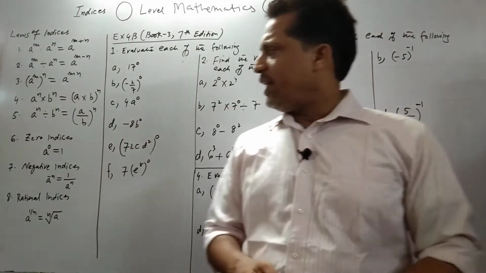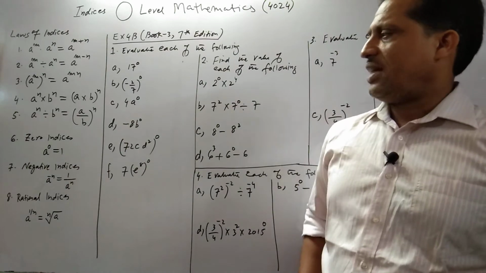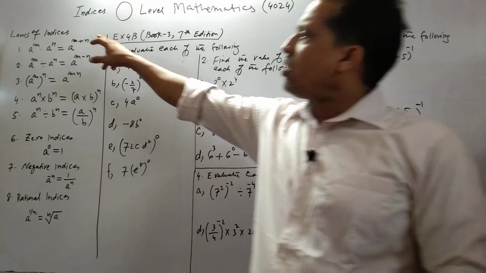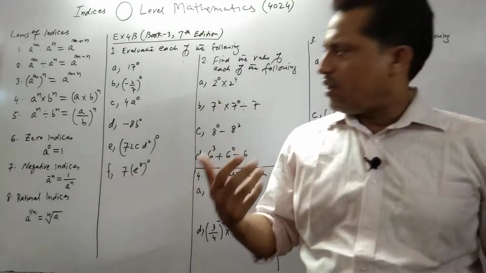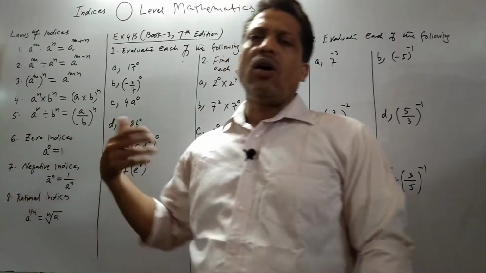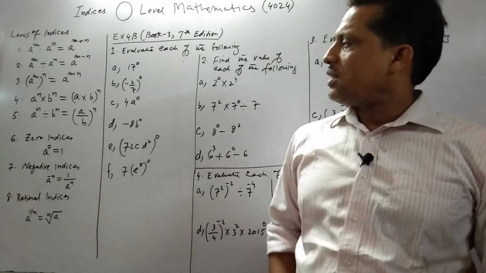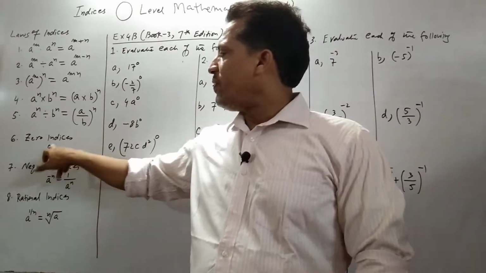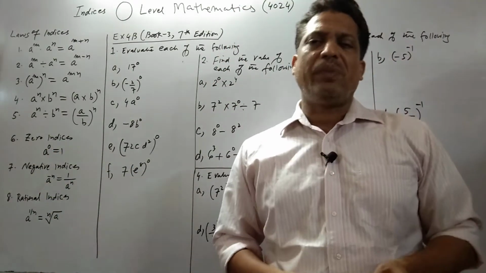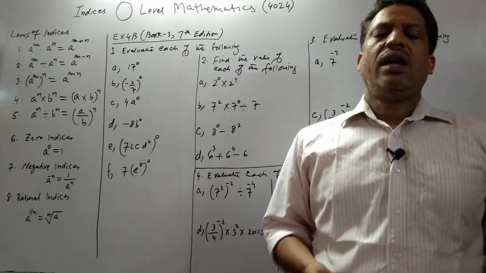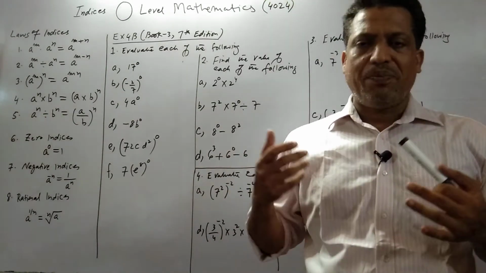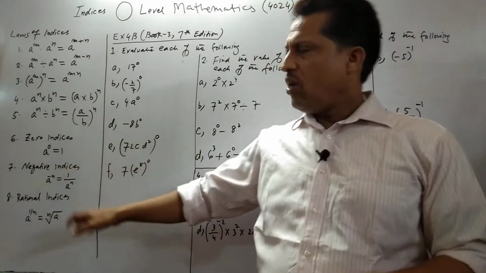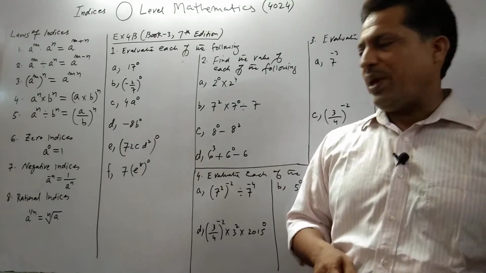Some more laws of indices are numbers 6, 7 and 8, which I am including in the laws of indices. So we can call this law 6. Law 6 is called zero indices. Zero indices means a to the power 0 is always equal to 1. It means if you have any number, anything which has power 0, the answer is always 1. How? We will see in the questions of exercise 4B.